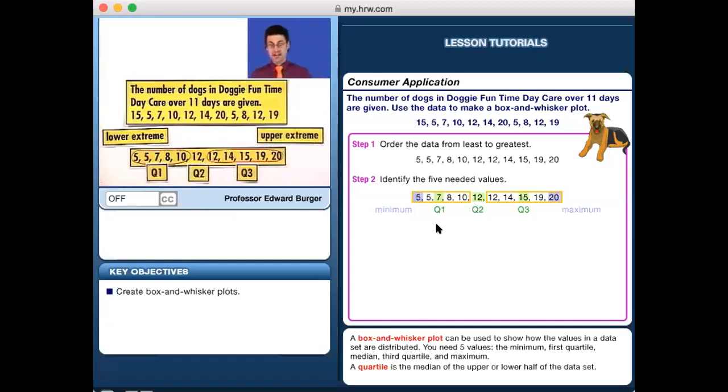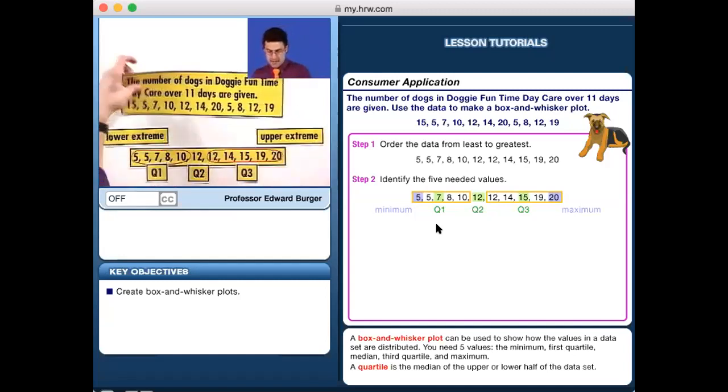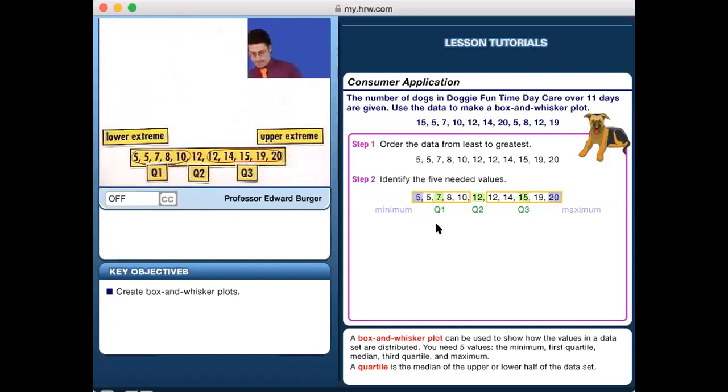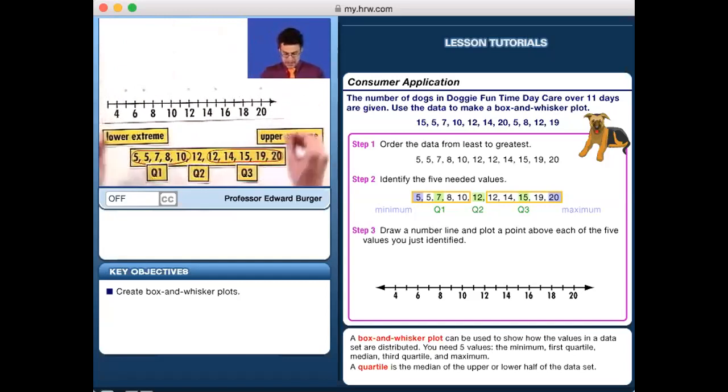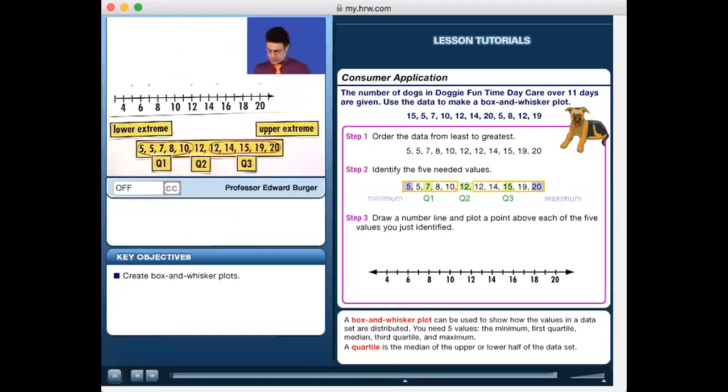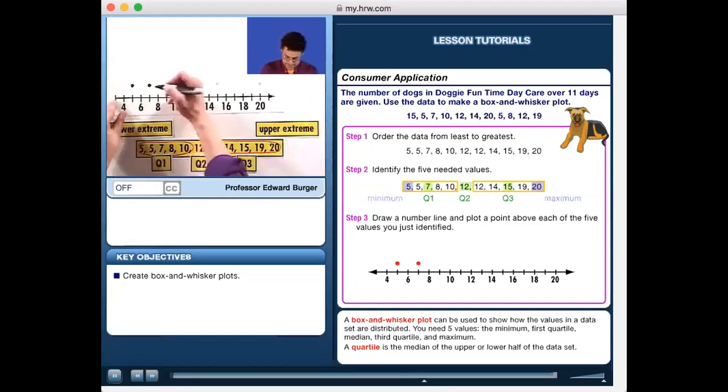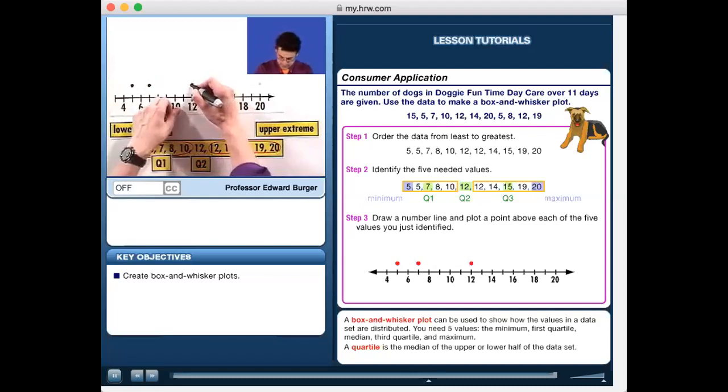Now we can take all this information and actually produce a visualization of this data. And what would that look like? Well, the visualization of this data would look something like this. We take a number line, and I'm going to put dots at the lower extreme, and then at the first quartile, second quartile, third quartile, and then the upper extreme. So we start with these dots. That's going to be a 5, then 7, then at 12, then at 15, and then at 20.